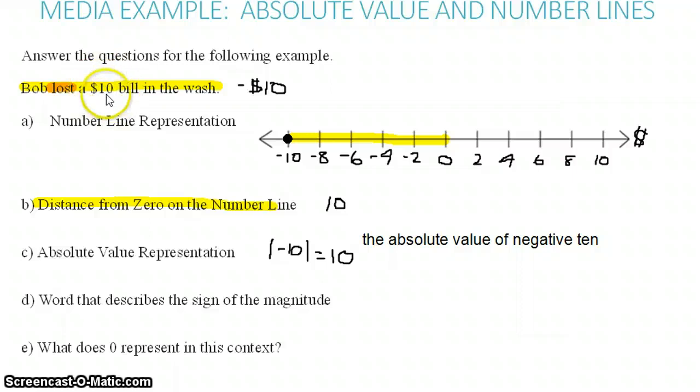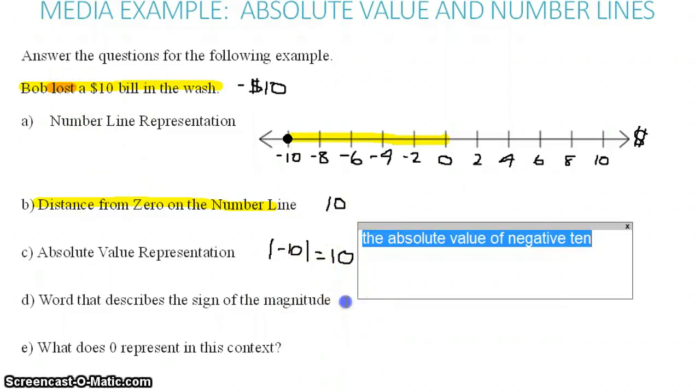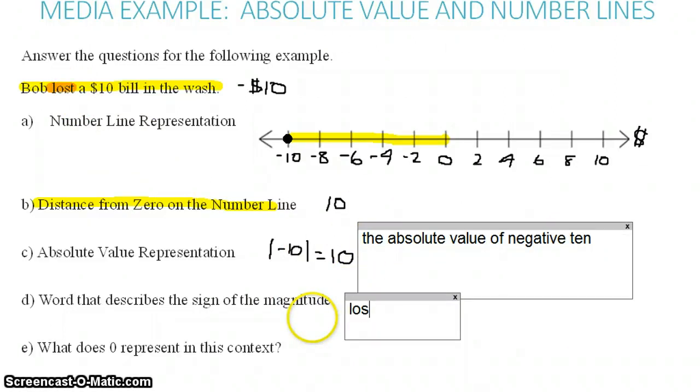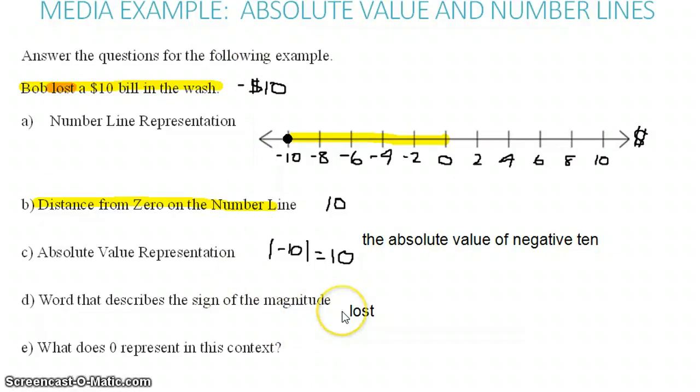He lost a $10 bill in the wash, but we said that the word lost told us that it was a negative value. So when we're referring to the sign of the magnitude, the sign in this case would be negative. The magnitude is the absolute value, that distance of 10. Okay? And the word that tells us the sign of the magnitude is lost. So let's type the word lost. Okay, so the word lost tells us the sign of the magnitude.